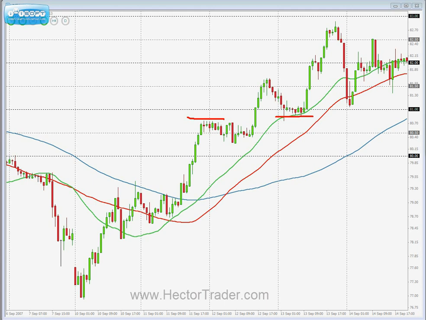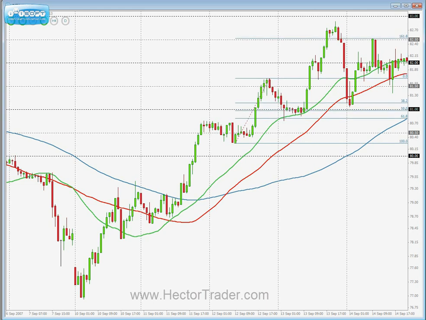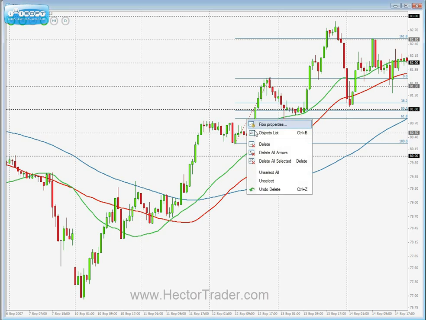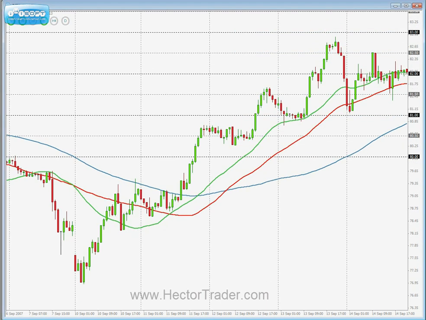Former resistance now working as support. Also, we have a Fibonacci level at that level as well. It's the 61 Fibonacci level, which is actually holding price above, etc. Okay, so price retraces back on the last swing, in the direction of the main trend.